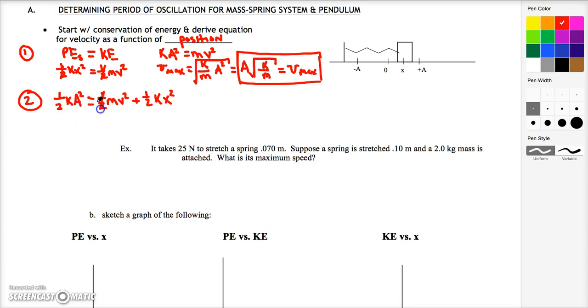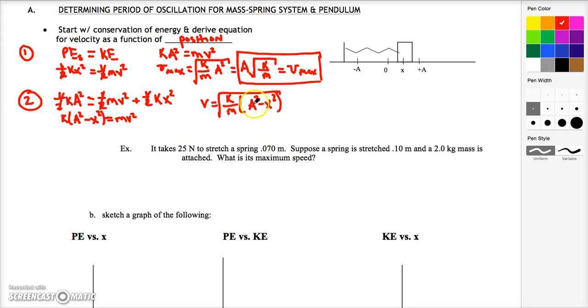And so I can see the halves cancel out just like before. We're going to do some algebra to solve for v here. So I'm going to subtract kx squared, and I'm going to pull out a k. So I get k times (a squared minus x squared) equals mv squared. And then if I solve for v, I get the square root of k over m times (a squared minus x squared).